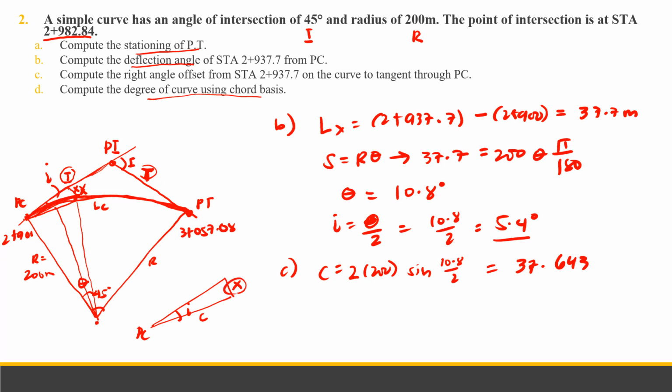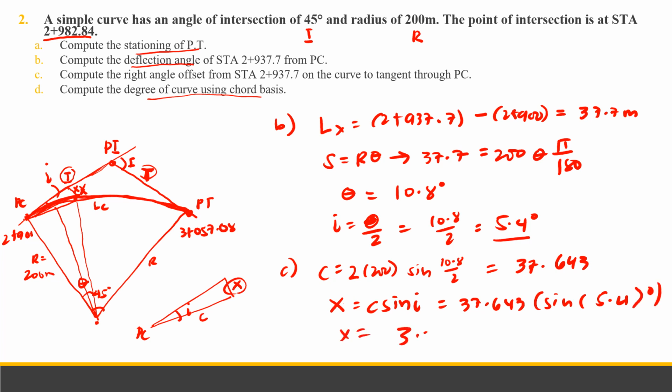Okay, so masasolve na natin yung external distance. So external distance is C sine of the deflection angle. So 37.643 times sine of 5.4 degrees. So X is equal to 3.543 meters. So that is the external distance.